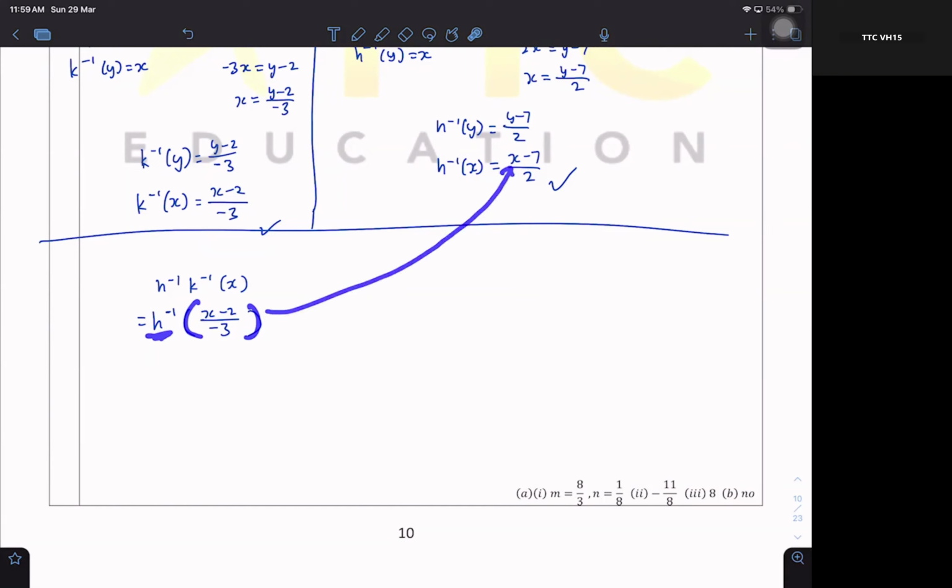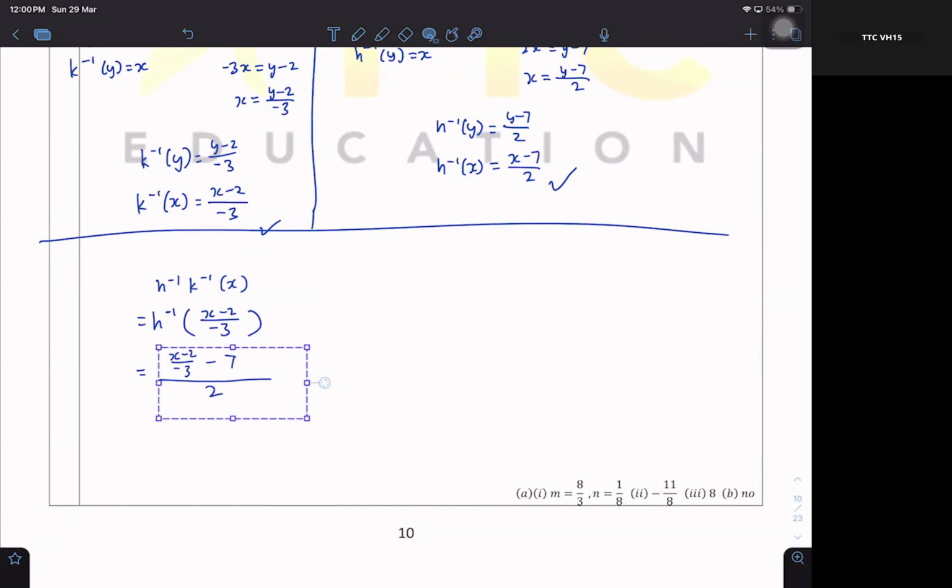So it becomes what, when you take this bracket, I know it's very big. If you take this bracket and sub into here, it becomes x minus 2 over negative 3 minus 7 over 2. Understand? Okay, good.